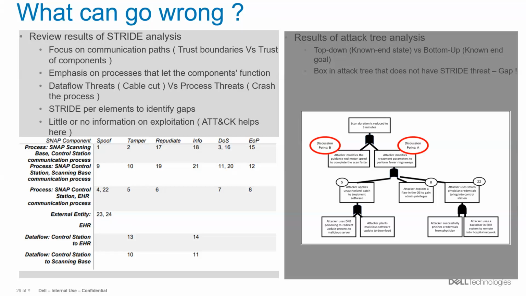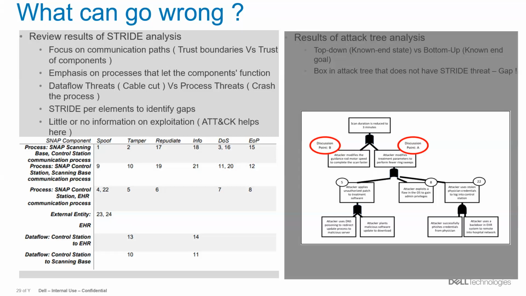When you say data flow threats, there could be a disconnect in the communication, maybe the cable that is available there, or it could be process threats, like crashing the process that is responsible for triggering the scan. And also we need to focus on performing STRIDE based on elements to identify the gaps.